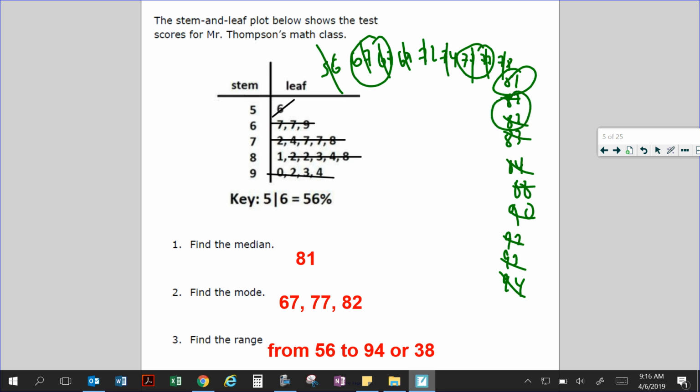It ranges from 56 to 94. How far is it from 56 to 94? If you subtract that, regroup. 14 minus 6 is 8. 8 minus 3 is 5. 38 numbers separate 56 to 94.